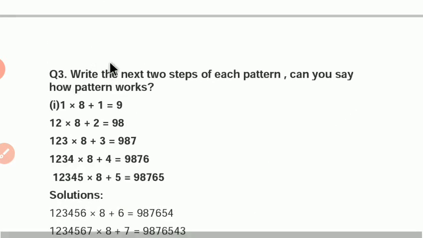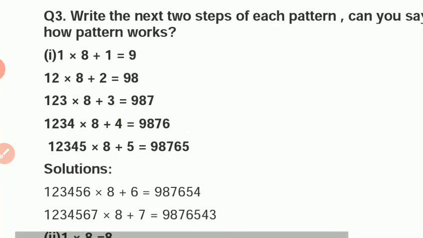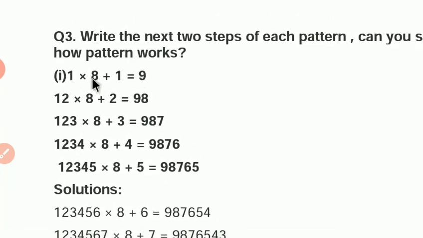Now question number 3. Write the next 2 steps of each pattern. Can you say how the pattern works? Now we have to write the next 2 steps of each pattern. So first we have to see how the pattern is given. First one is given: 1 into 8 plus 1 is equal to 9. Then 12 into 8 plus 2 is equal to 98. Then 123 into 8 plus 3 is equal to 987.